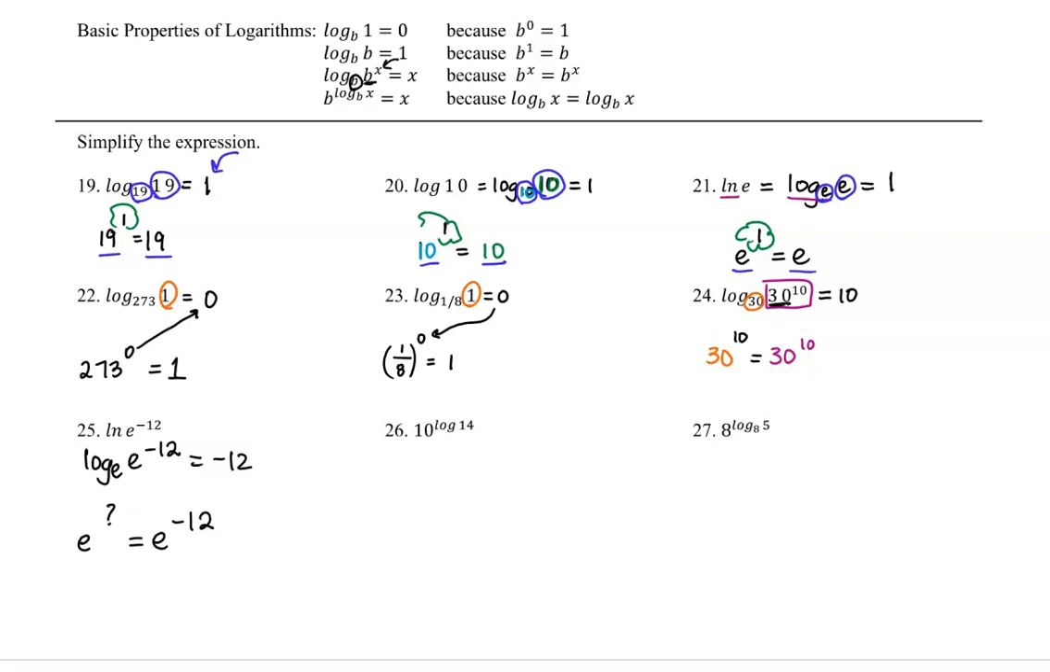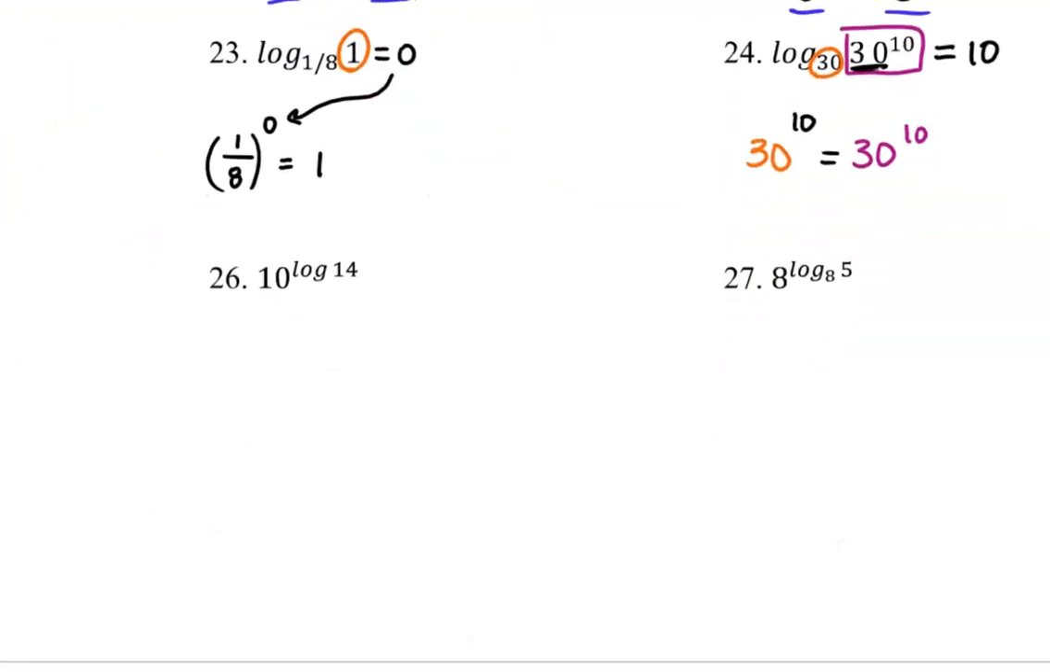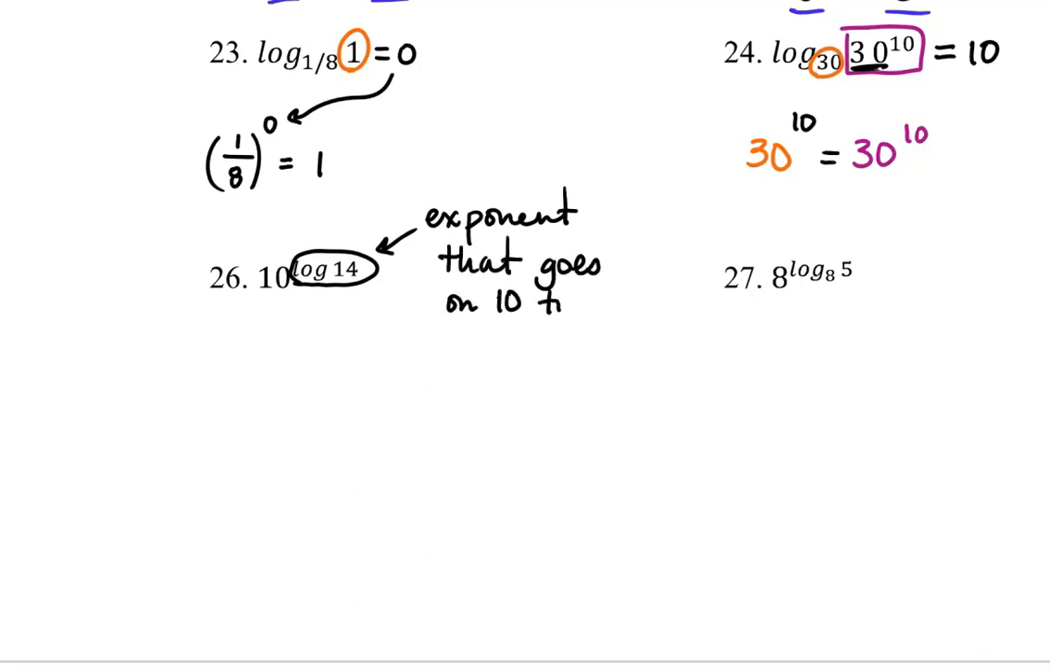Number 26 and number 27 are a little bit different. To evaluate these, let's think about what we have going on in the exponent. In the exponent here, we have log of 14. But we have learned that log of 14 represents the exponent that goes on 10 to get 14. So if log of 14 is the exponent that goes on 10 to get 14, and we have now made it the exponent of 10, then this is simply equal to 14.